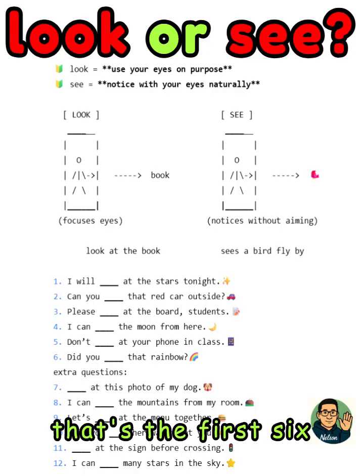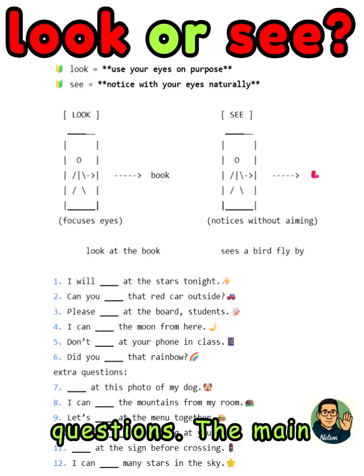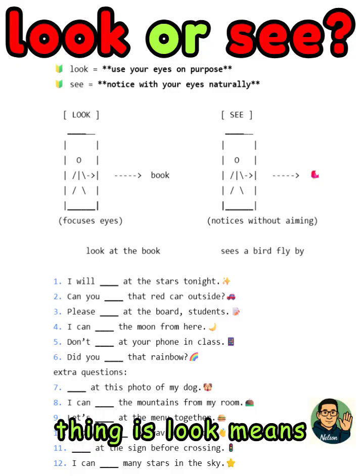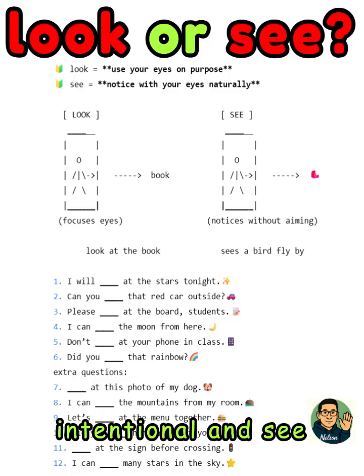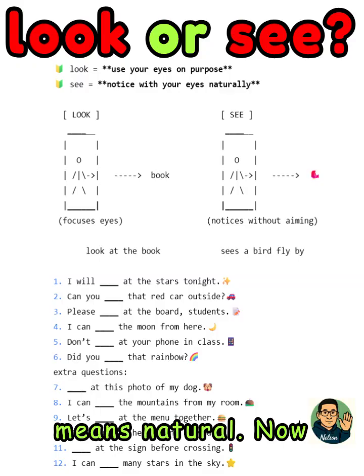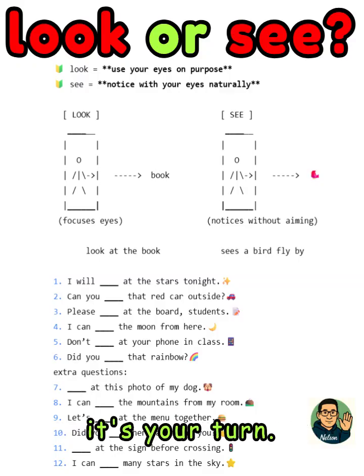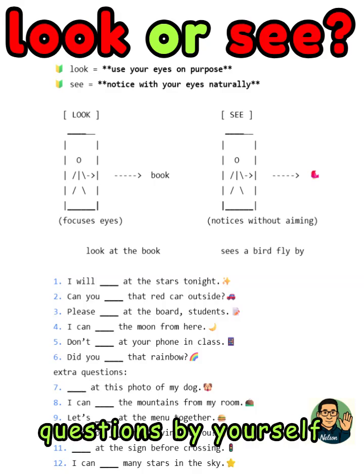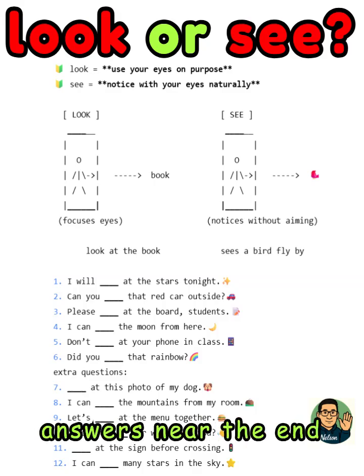So that's the first 6 questions. The main thing is look means intentional and see means natural. Now it's your turn. Finish the other 6 questions by yourself and then check the answers near the end of this video.